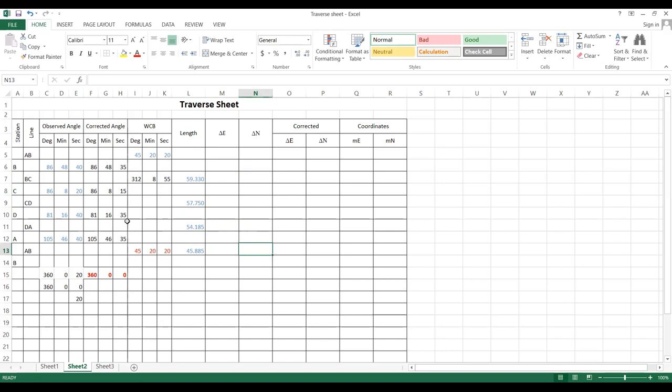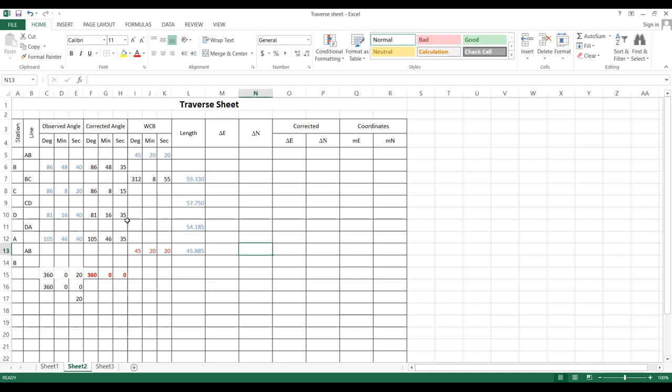Clear? First you calculate the bearings, and then with the measured length for all the lines. Now you can see length and bearing, they are line properties. So you have all entered in the particular line. For BC, you have the bearing and length in the same row.